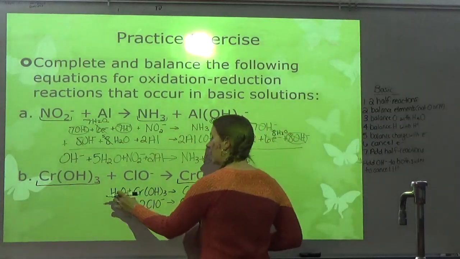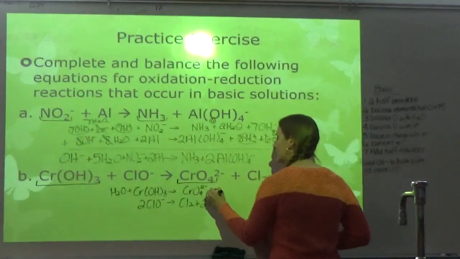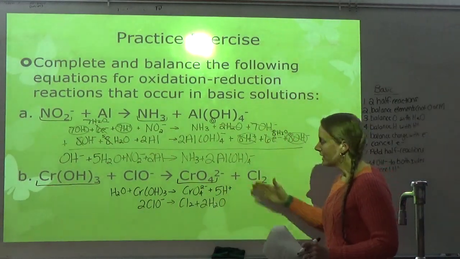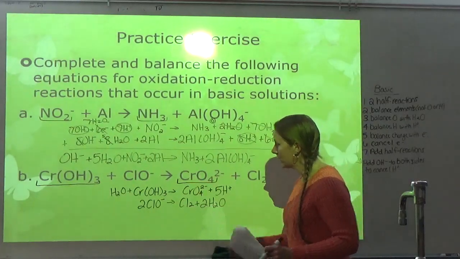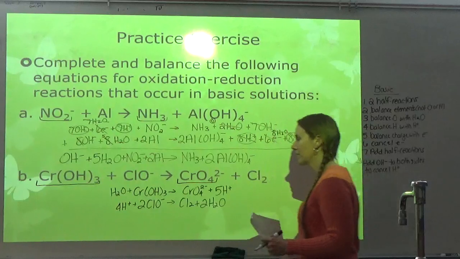Okay, so I can see I have 2 and 3. So I have 5 hydrogens on this side. So I need 5 H plus on this side. Alright, down here I can see I have 4 hydrogens. So I need 4 H plus on this side.